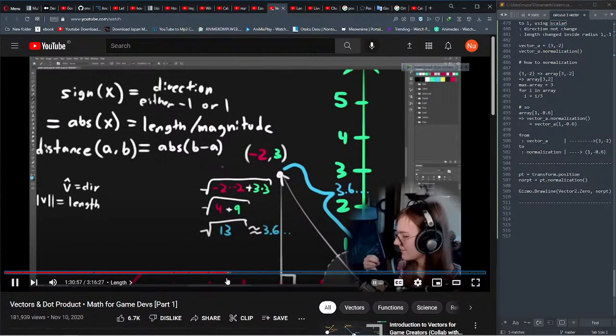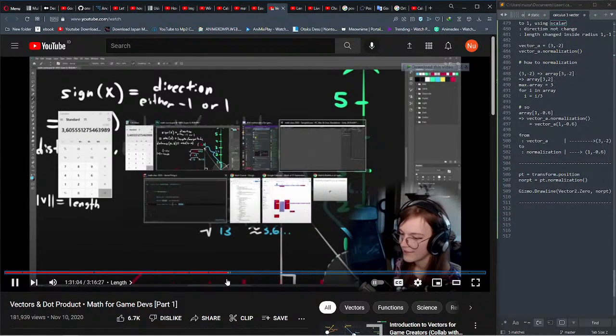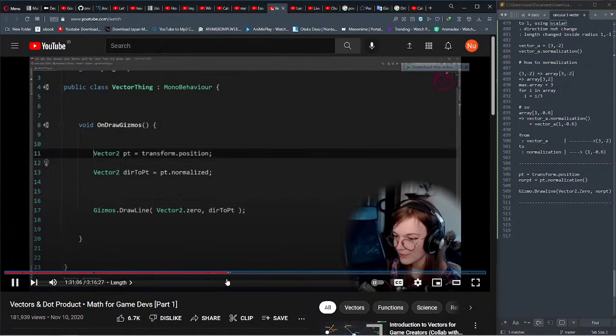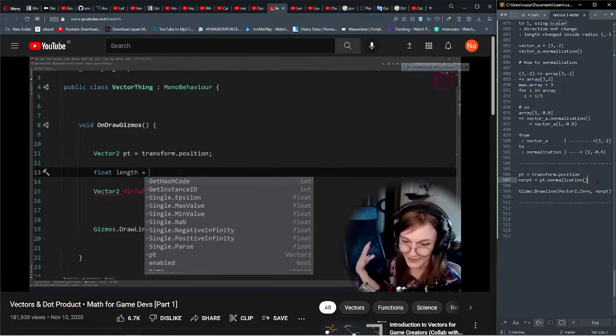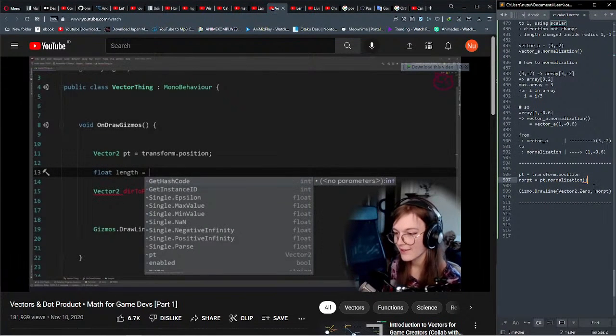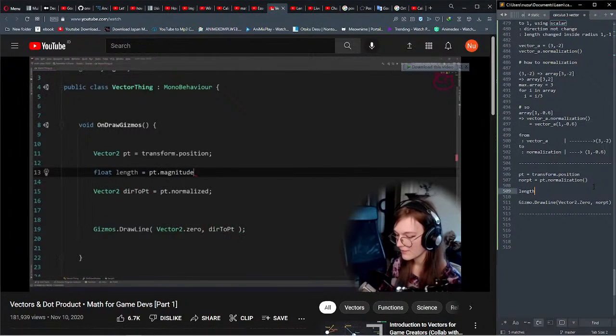If you want to do this in practice, you almost never write this formula yourself. In Unity, if you want to get the length of the vector, again, length is a scalar, just a single value. The length of this one would be point.magnitude, because magnitude and length are the same thing.